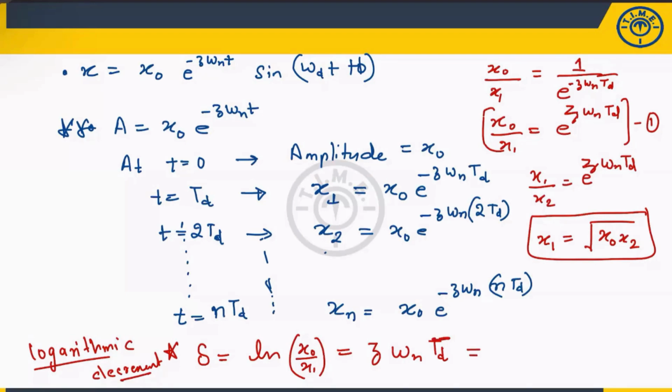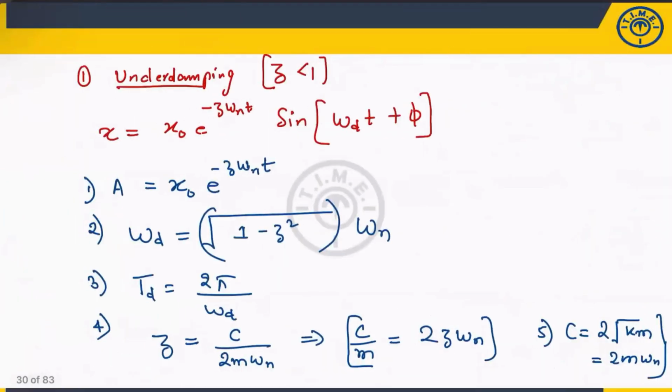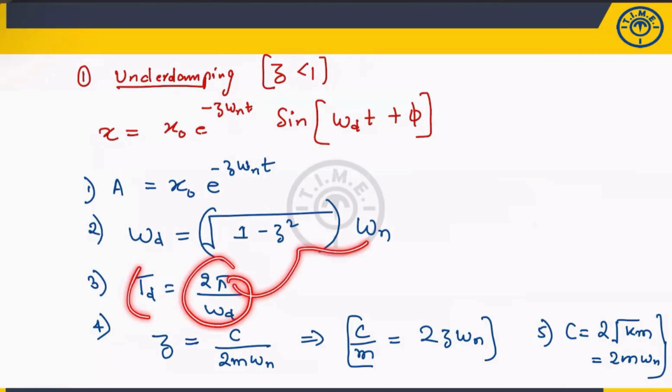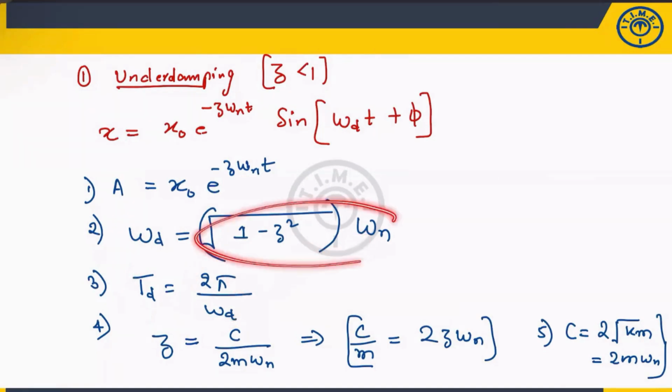And you know that Td is nothing but 2 pi by omega d. Yes or no? So zeta omega n times 2 pi by omega d. What is omega d? Omega n square root of 1 minus zeta square. Yes or no? If you see here, I have clearly mentioned Td is 2 pi by omega d and omega d is this one. So if you write this 2 pi by omega d, you can write this one also.